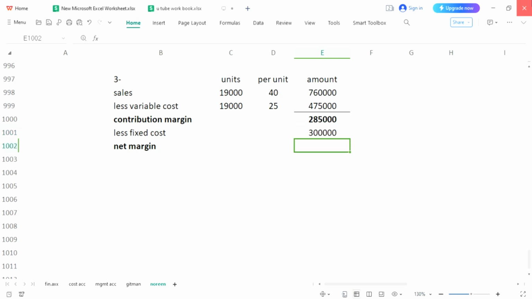Okay. So net margin we are about to calculate, and how do we calculate? By subtracting fixed cost from contribution margin. So contribution margin was 2,85,000 and subtract fixed cost, which is 3 lakh. So here we have got a negative answer. It means it's a loss of 15,000.